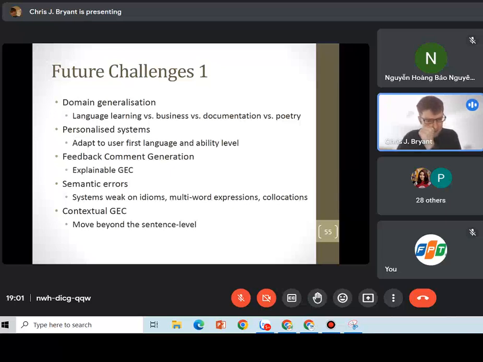Semantic errors, I mentioned those briefly as well. These systems still struggle with complex things like idioms, multi-word expressions, collocations. So there's definitely room for improvement in those areas. Contextual GEC: most systems operate at the sentence level, so they will just correct each sentence one at a time. But some errors depend on the previous sentence. So if it was "Tom went outside, she was happy," then you need to know that actually, no, "she" refers to Tom, and so it should be "he." But error correction systems won't correct those kinds of errors very well at the moment.